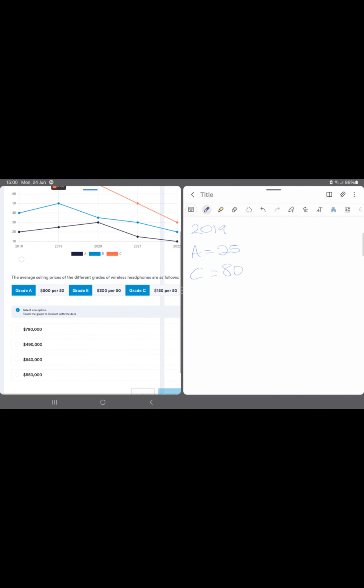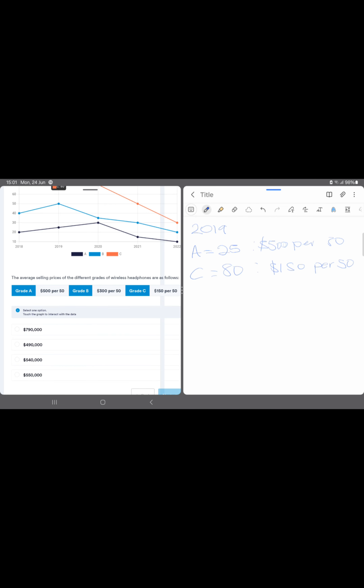Then here at the bottom we have more information. It says that the average selling price of the different grades of wireless headphones are as follows. We'll only look at grade A and grade C. Grade B is not necessary because the question is not focused on that. To save time, you should only look at the grades that are in the question. So for grade A, we have $500 per 50, and for grade C, we've got $150 per 50.